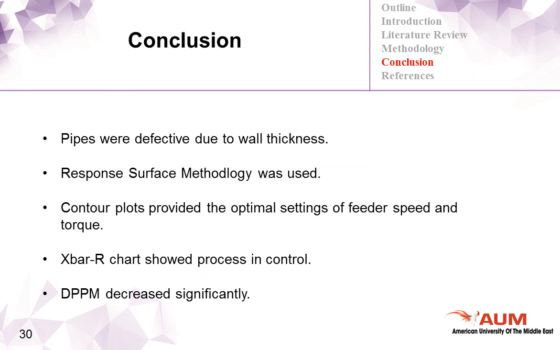To conclude, we found that pipes were defective due to wall thickness, and we used response surface methodology to determine whether the factors we found significantly affect our defect, and we used contour plots to provide us optimal settings for feeder speed and torque. And after improvements, we found that the process is in control and defective parts per million decreased significantly.